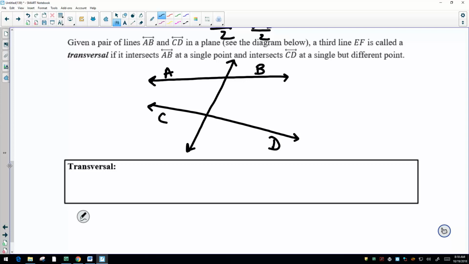and a third line EF is called a transversal if it intersects AB at a single point, maybe I'll call that point E, and it intersects CD at a single point called D. So what we've just drawn here, this line, ED, that's your transversal.